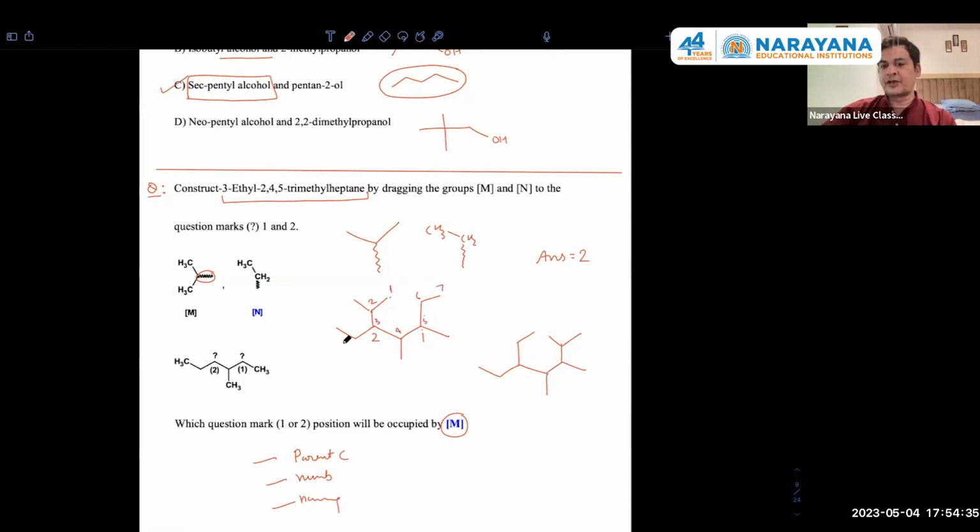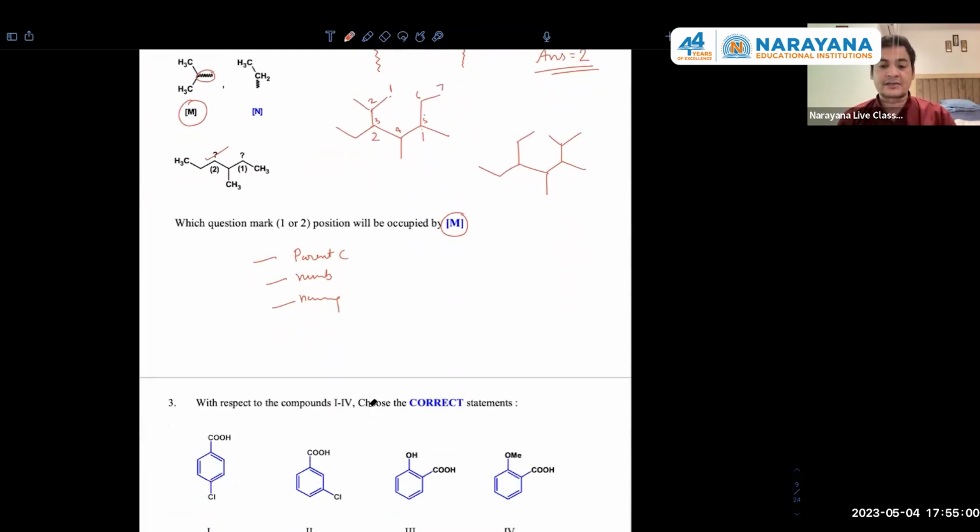What should be the name? 3-ethyl-2,4,5-trimethylheptane. Yes, as he solved again, the compound should be on the second position. Yes, absolutely correct. The answer is 2 only. So the question is not tough. Try to get the point about the kind of language and different format they use in the JEE Advanced paper. They always use a basic concept. Now, don't get trapped in the things.